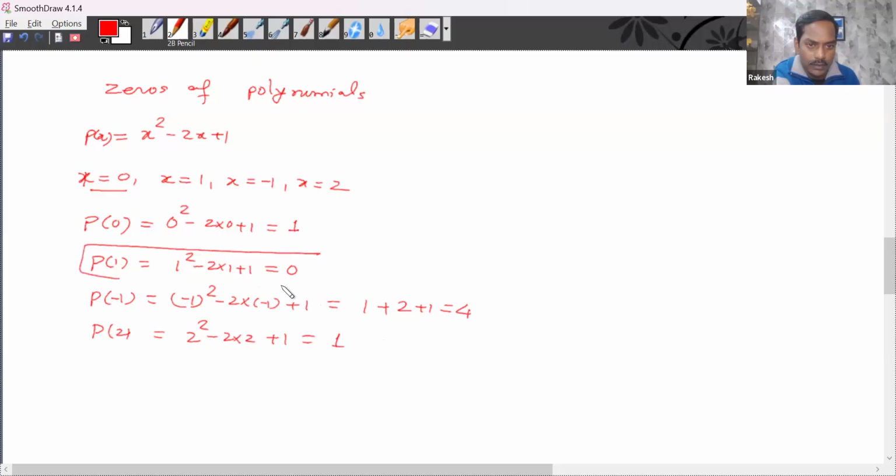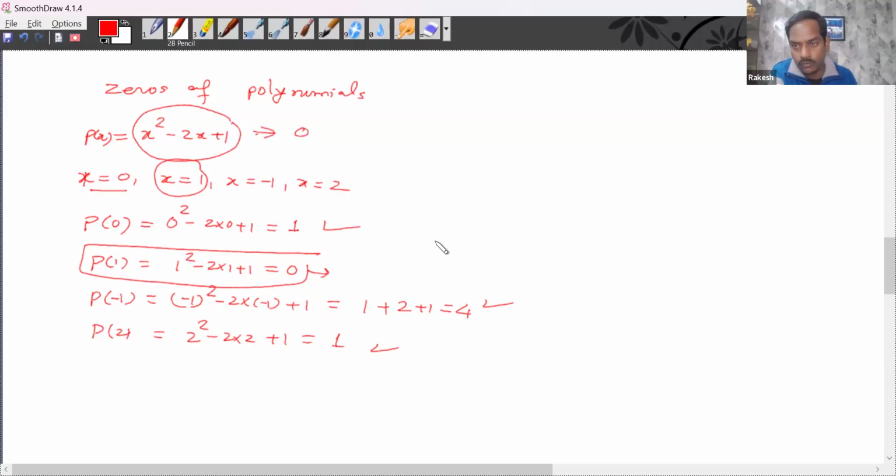Barring this, you can see that we are getting different values. Here, we are getting the value to be 0. This is very, very interesting. Why so? Because the value of x equal to 1 is reducing the entire polynomial to 0. So x equal to 1 is called a zero of the polynomial. So for any polynomial, a specific value or values of x for which the value of the polynomial becomes 0, we call that value of x a zero of the polynomial, right?